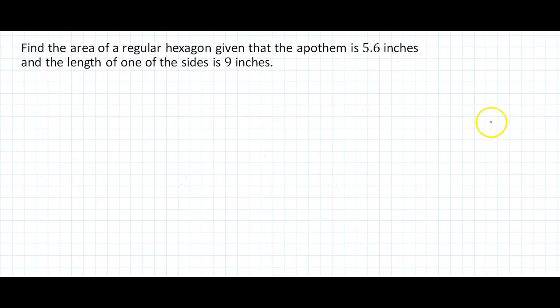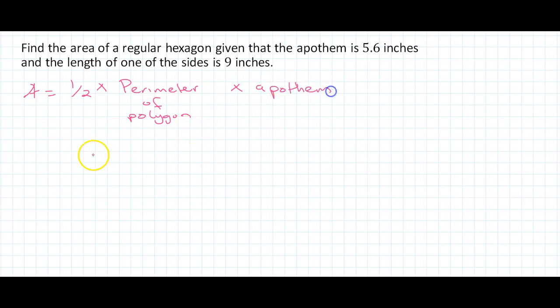And let's go to another example. Find the area of a regular hexagon given that its apothem is 5.6 inches and the length of one of the sides is 9 inches. So the area in this case is 1/2 multiplied by the perimeter of the polygon, and then we multiply that by the length of the apothem. So this is going to be 1/2 multiplied by the perimeter, which is 9 multiplied by 6, because there are 6 sides and each of them is 9 inches long, and then we'll multiply this by 5.6.